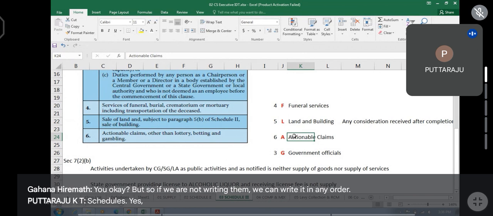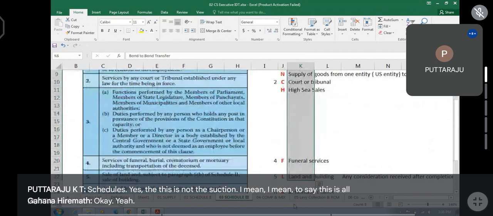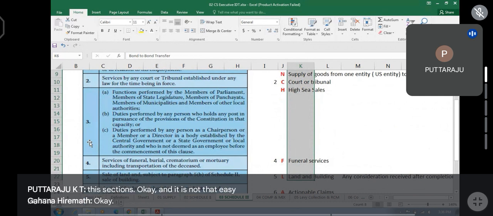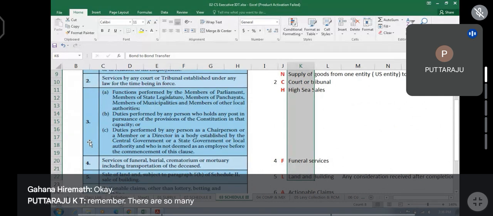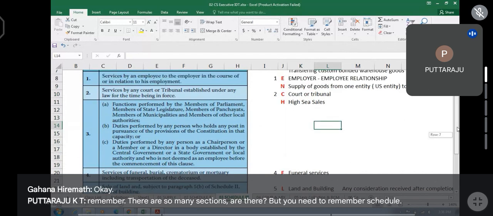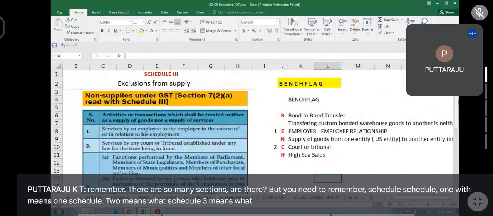See, this is not the section. I mean to say, you are not expected to write the sections, and it is not that easy to remember. There are so many sections. But you need to remember schedules. Schedule 1 means what? Schedule 2 means what? Schedule 3 means what? And a few sections, if you remember, that becomes very important.